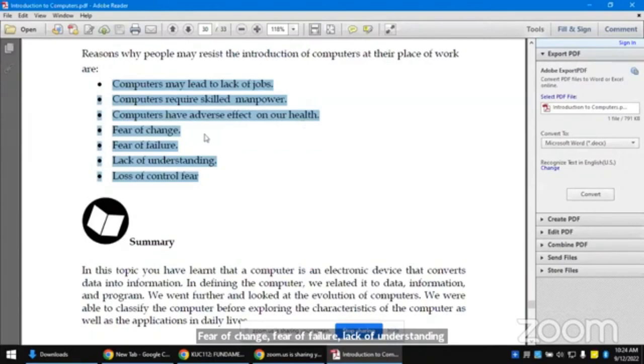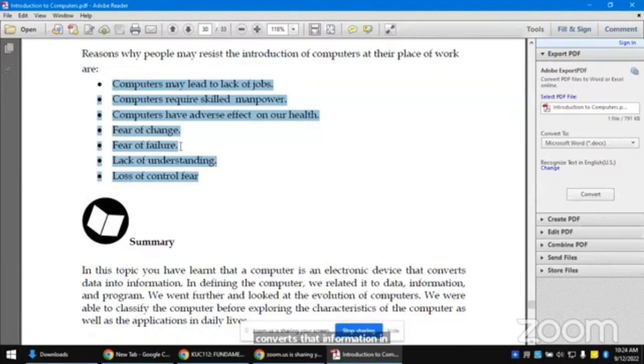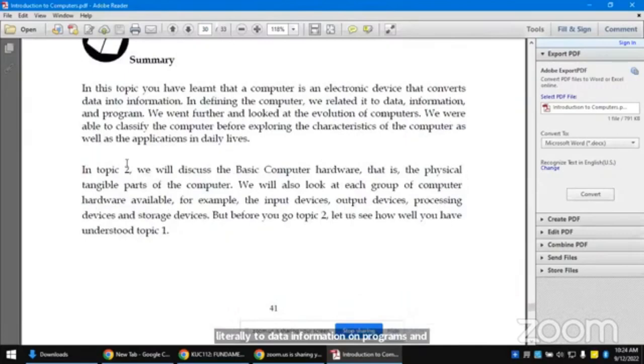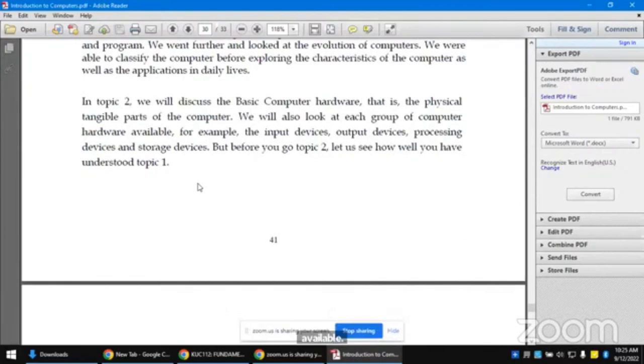In summary, in this topic, we have learned that a computer is an electronic device that converts data into information. In defining the computer, we related it to data, information, and programs. We went further and looked at the evolution of computers. We were also able to classify computers before exploring the characteristics of computers as well as their application in daily lives. Next time, in topic two, we'll discuss the basic computer hardware, that is the physical, tangible parts of the computer. We will also look at each group of computer hardware available, for example, the input devices, output devices, processing devices, and storage devices.